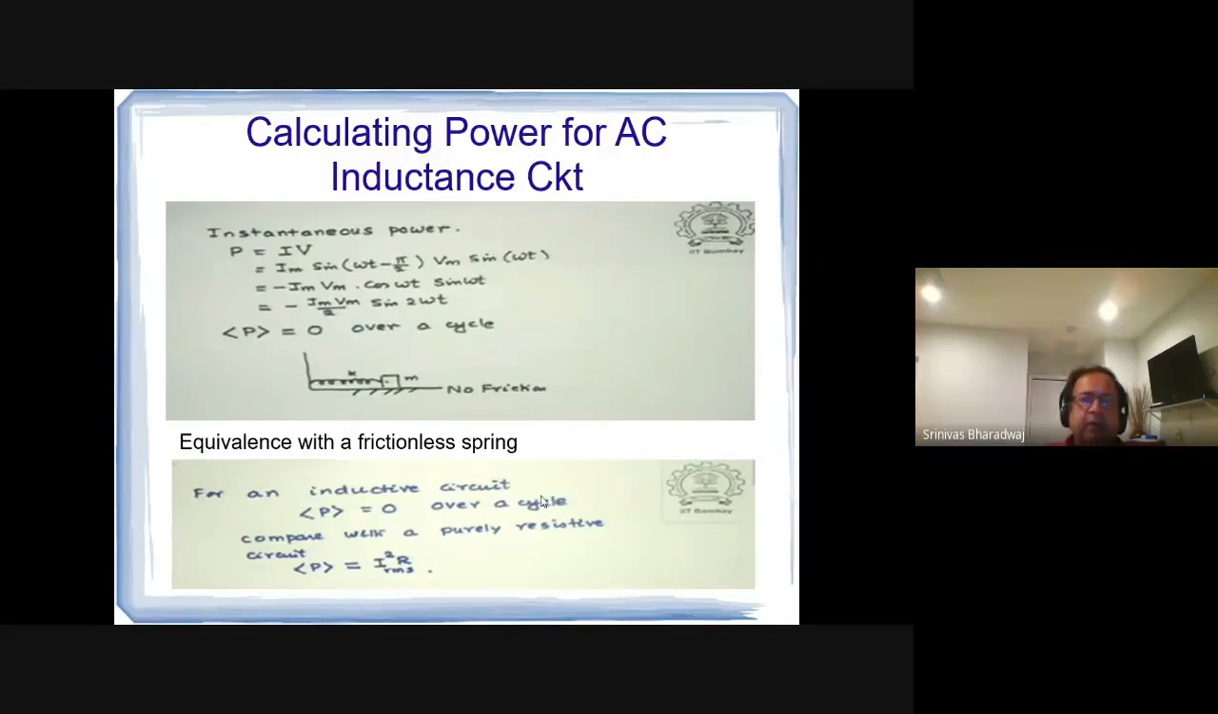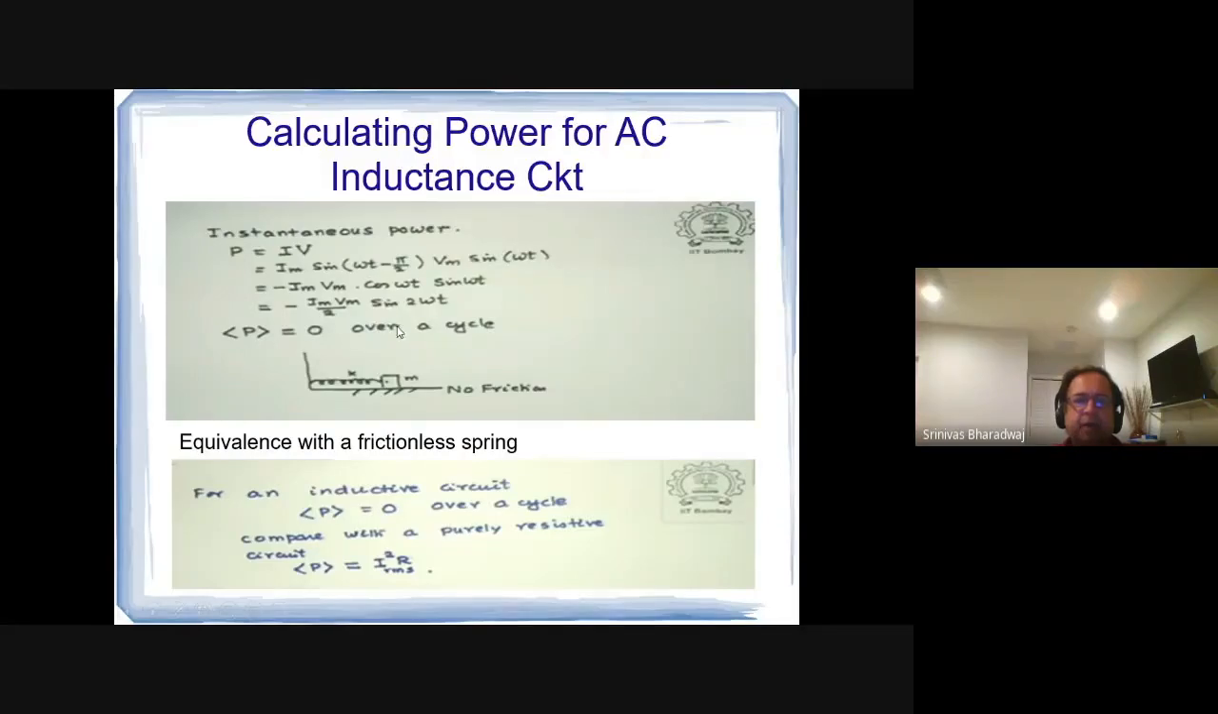So multiply and divide by 2 here. Therefore, you end up with Vi by 2, which is the max power, and then sine 2 omega t, because this can at most be 1. So the max power is Vi by 2. Now we can think of this as being similar to a frictionless spring. And the instantaneous power is like this.